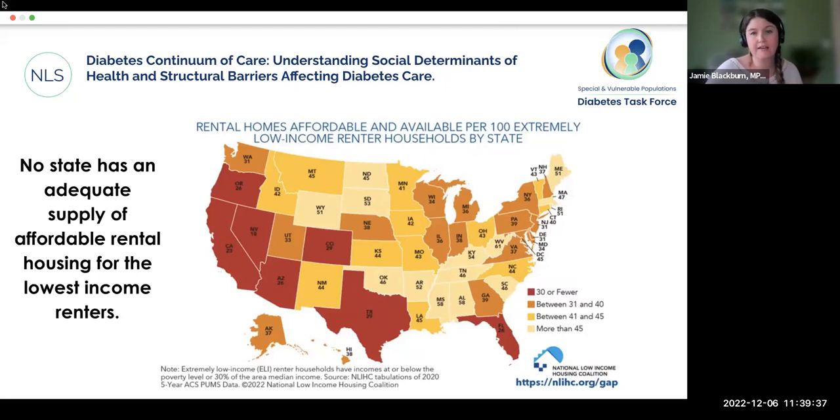Rents are skyrocketing, and it's very difficult for folks. Even those individuals with very low incomes that have access to voucher programs such as Section 8 are often unable to find units even if they have a voucher in hand. And this is because the supply across the country is very, very low. This map outlines where there are the lowest amounts per 100, especially for the lowest income renter households. And so unsurprisingly, the bigger states, California, Florida, Texas, have some of the biggest gaps.